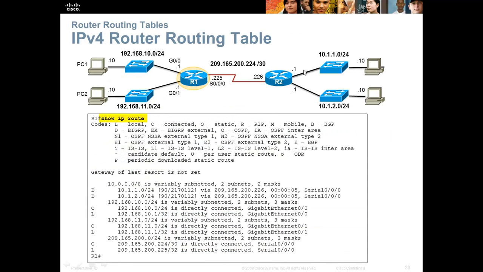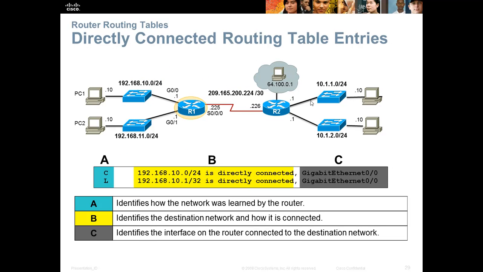Other networks, such as remote networks, need to either be put in there manually with a static route, or they need to be learned through a dynamic routing protocol such as EIGRP, RIP, or OSPF. You'll get into how to enter in these routes in the next Cisco class. The next two slides here give us a breakdown of how a routing table entry looks inside of a Cisco router. This is a directly connected route here for R1. We have the A section here, which identifies how the network was learned.